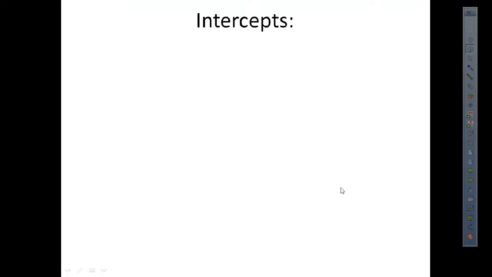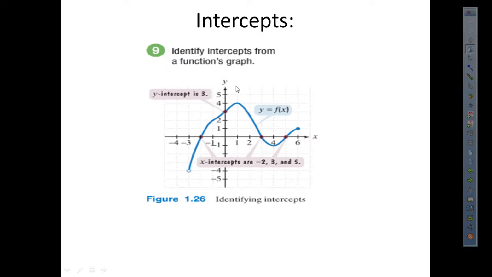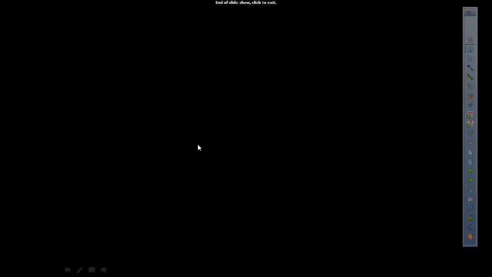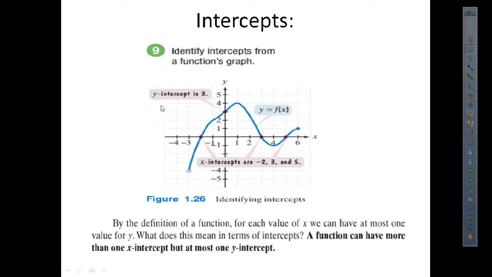All right, intercepts are where a function or a relation is going to intercept the axis. Now, when we're talking about a function, these things are true. For a function, you're going to have one and only one y-intercept. A function can have more than one x-intercept, but at most, it's going to have one y-intercept.